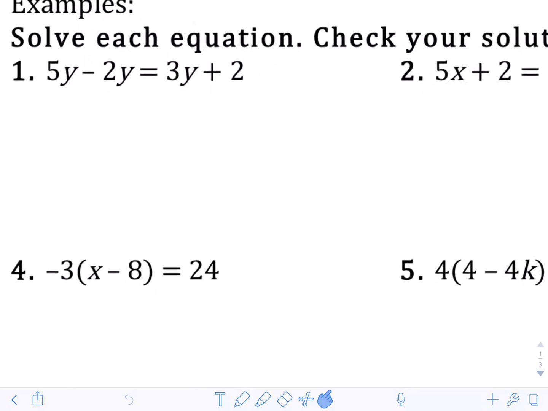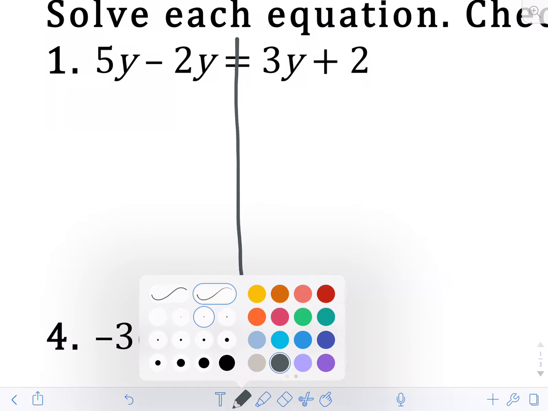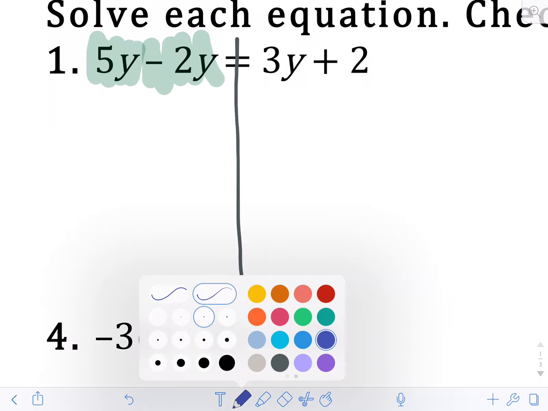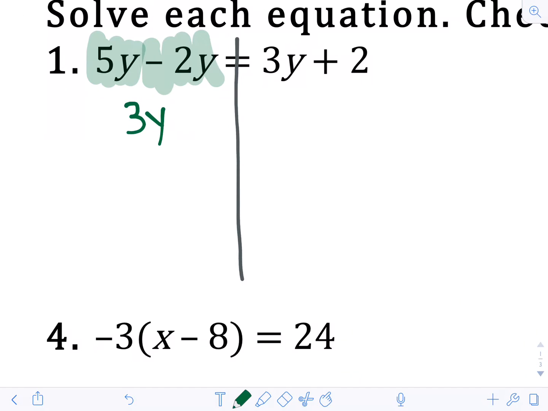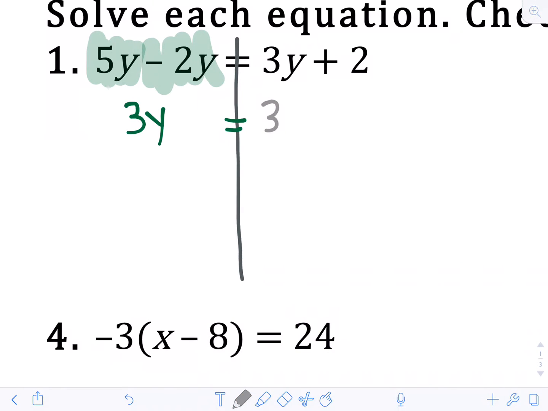We'll start here with number 1. So number 1, we are solving for the variable y. So I'm going to draw a line right down here on my equal sign. First thing I'm going to do is combine my like terms on the left side and the right side. So on the left side here, I see that I have a 5y minus a 2y. When I subtract those, 5 minus 2 will give me 3. So I have 3y is equal to, and then I'm just going to leave what I have on the other side, which is just 3y plus 2.